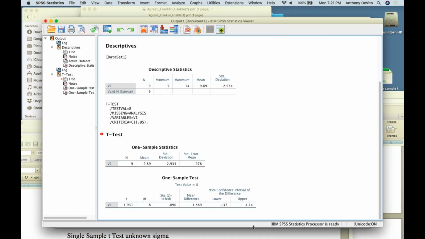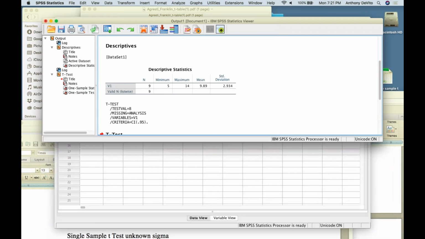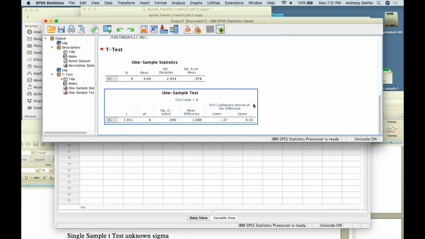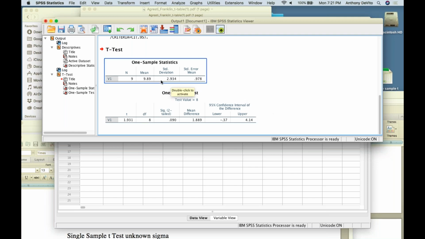Okay, let's see what our results are here. SPSS does exactly the same test we just did. We assumed a standard deviation of 3. SPSS found the mean was 9.89, the standard deviation was 2.93, and the standard error was 0.978. Different number, because we assumed it was 3, and it actually calculated it.